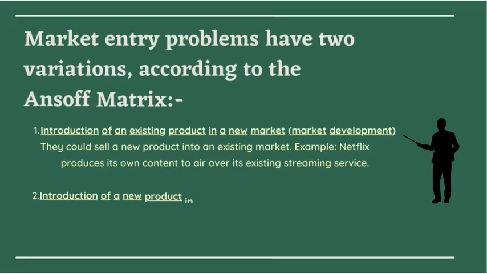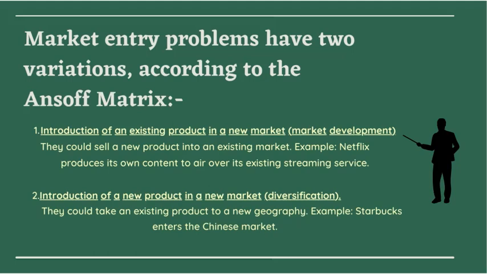However, market entry problems have two variations, according to the Ansoff matrix. First, introduction of an existing product in a new market. For example, Netflix produces its own content to air over its existing streaming service. Second, introduction of a new product in a new market, diversification. For example, Starbucks enters the Chinese market.